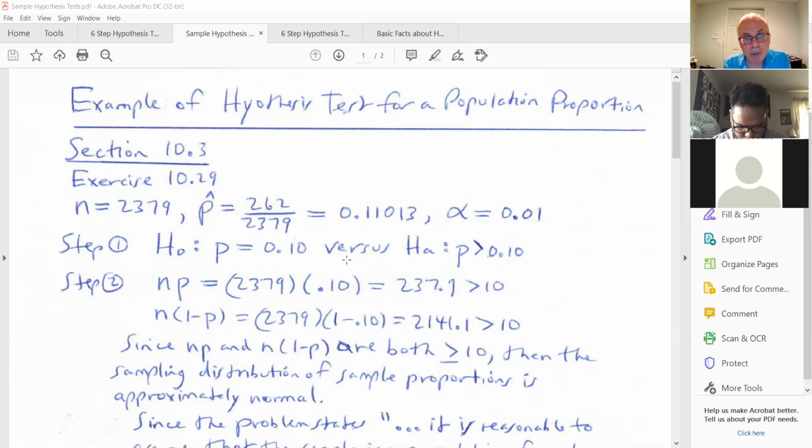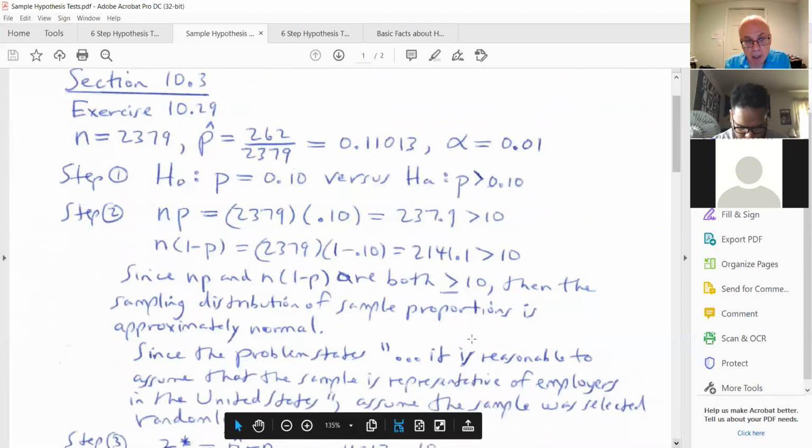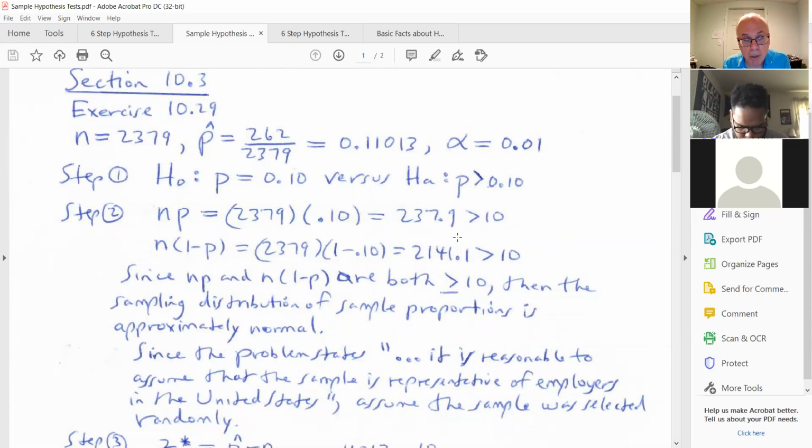Step 2. Now, since we're using P here, we already know that we're dealing with a proportion. So for step 2, to determine normality of the sampling distribution, we have to calculate NP and N times 1 minus P. And in this case, they both are well above 10. So, and this is the way you should write it up on your final if you're being asked this, if you have to show your calculations, just like I've done here. Show your calculations exactly like I showed you here, you get full points, all right?